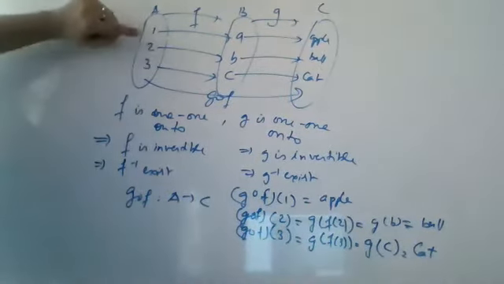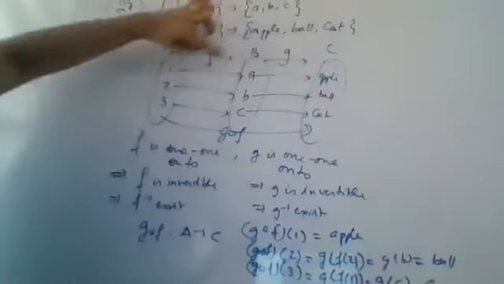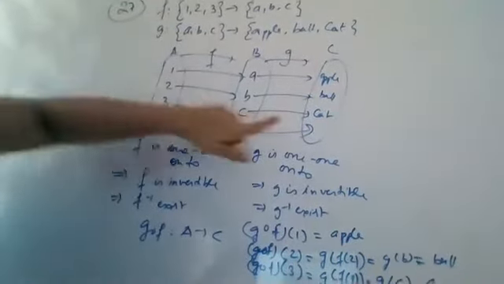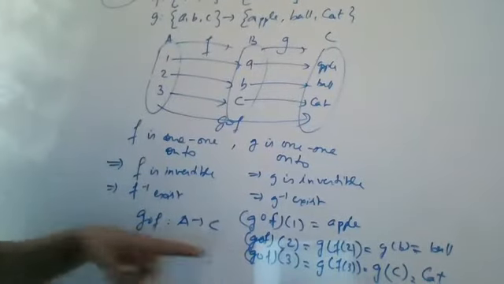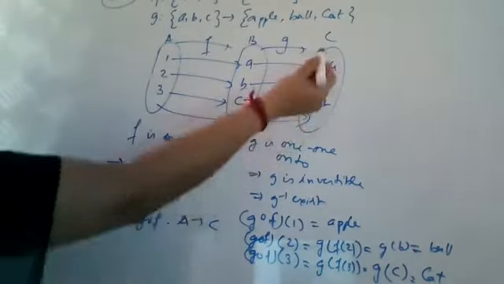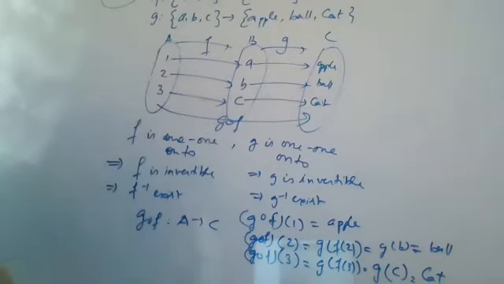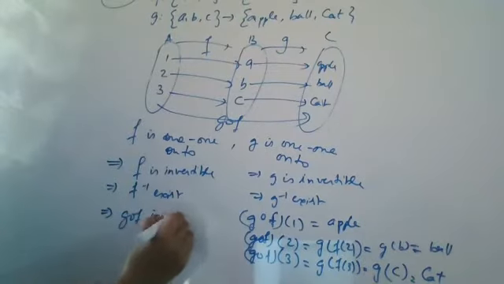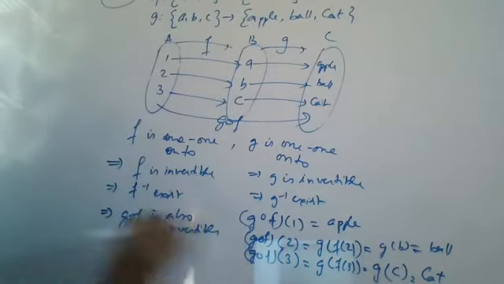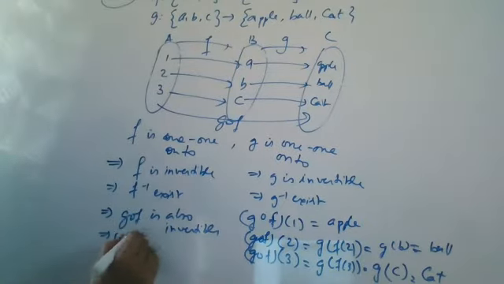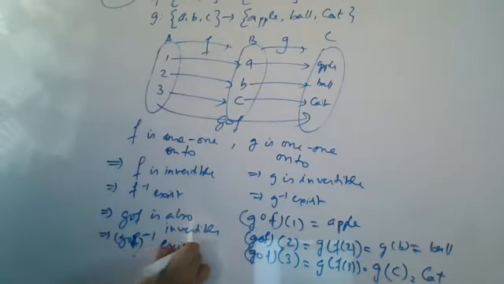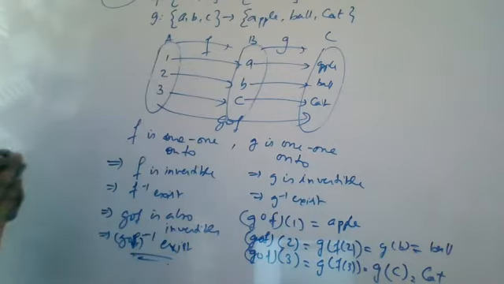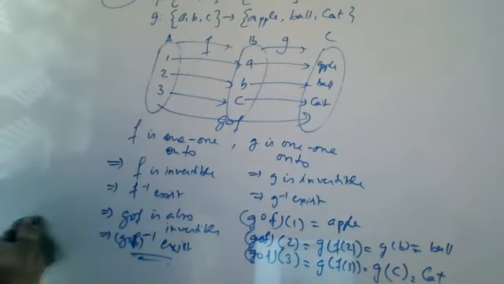So here, how do the elements go? 1 is taken to apple, 2 is taken to ball, and 3 is taken to cat in the composition g composition f. Therefore g composition f is also 1-1 and onto. All the elements are covered here also, and each one has separate images. So both 1-1 and onto. Therefore g composition f is also invertible, and hence the inverse of g composition f exists. Okay, g composition f also has an inverse. Now we are going to define all three. This is what your inverse is.